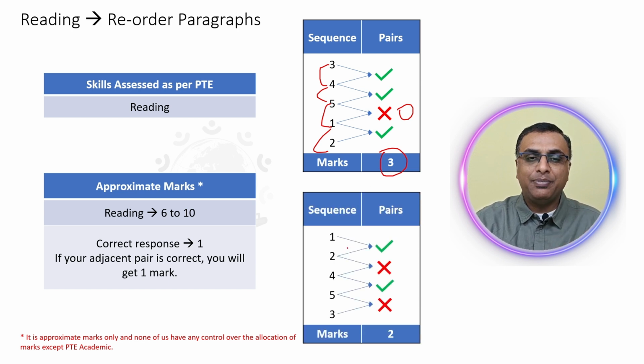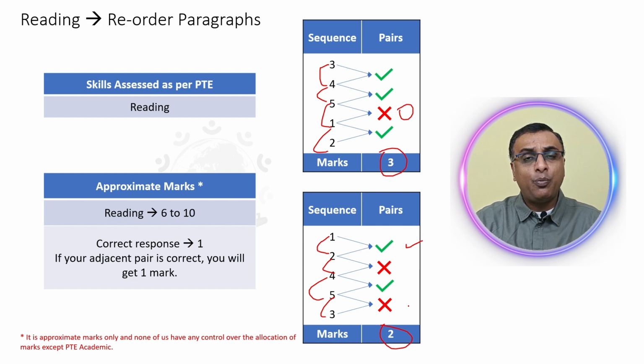In the second example, you have got only 2 marks, the reason being you have made 2 mistakes. Between 1 to 2, this is a logical pair which is correct, and 4 to 5 is correct. Whereas the rest of the logical pairs, between 2 to 4 and 5 to 3, are incorrect. So you will end up getting just 2 marks. This is how PTE will score your reorder paragraph question.